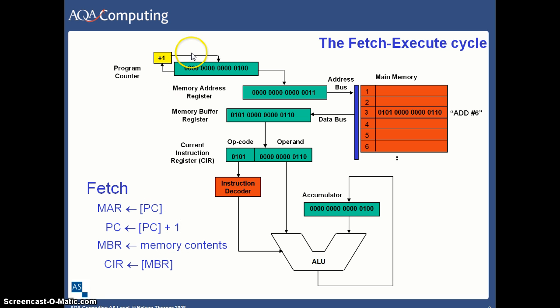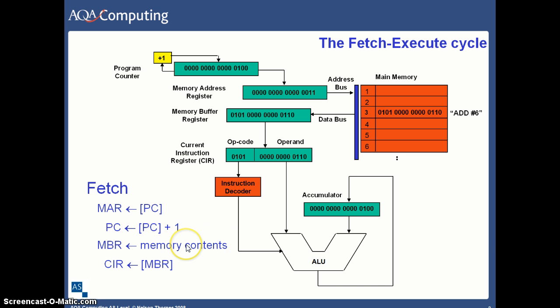This one is using the program counter register, and this instruction is using the memory buffer register and the contents of memory. So that's just one thing to note with those two instructions. They can happen at the same time.